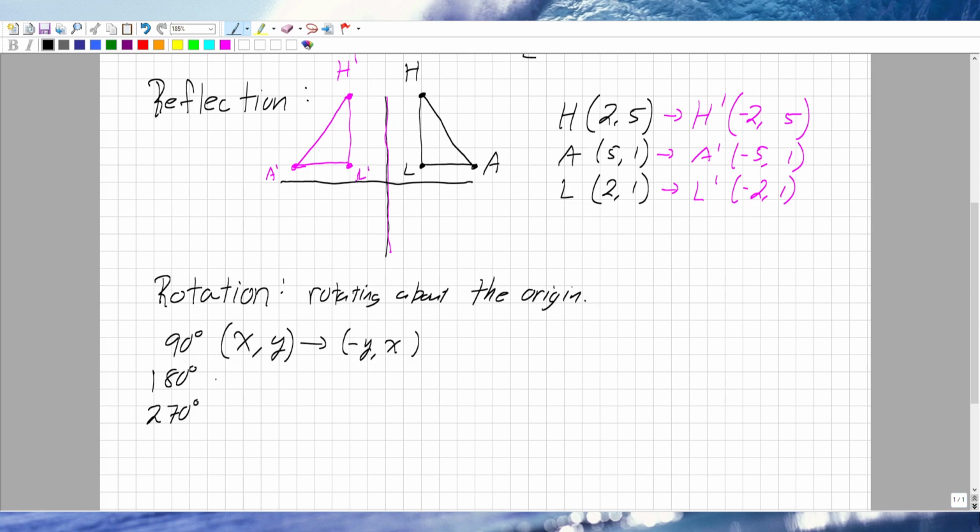Thank you. All right, for the 180 degrees, we just took the X and the Y, and instead of being positive, we made them negative. And then for the 270, for our X and Y, once again we're going to invert our X and Y, only this time we're going to make the X negative.